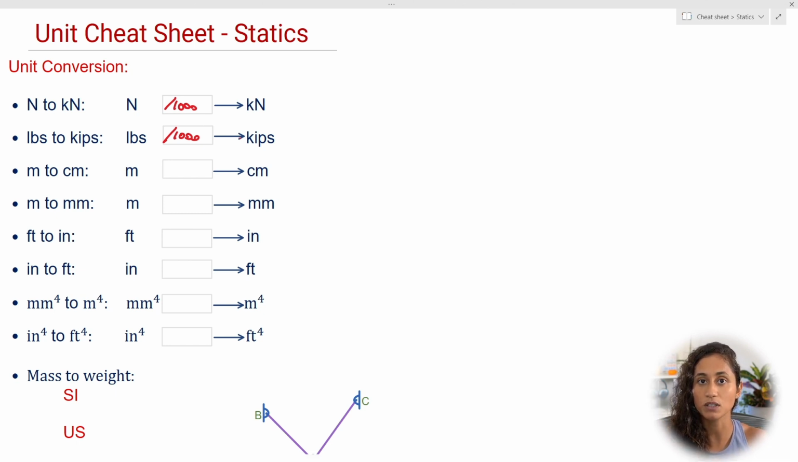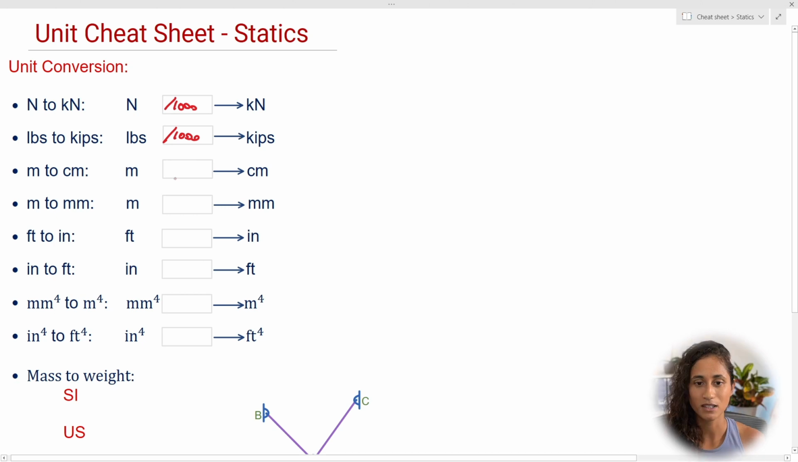And same thing with kips. If we're going from kips to pounds, all we need to do is multiply by 1,000, and that usually gives us pounds. Now let's take a look at meters to centimeters. If we want to go from meters to centimeters, we take meters and multiply by 100, and that usually gives us centimeters. And the same thing with millimeters. We take meters, multiply by 1,000, and that usually gives us millimeters.